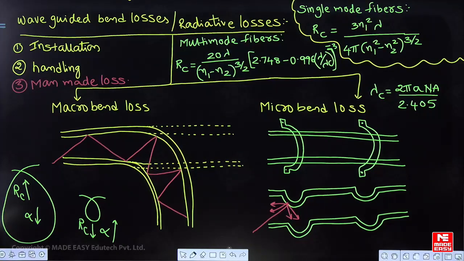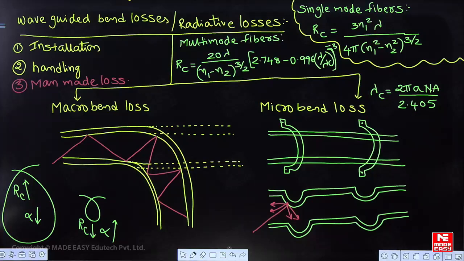First point, radiative losses. Radiative losses are due to small bends in the fiber.